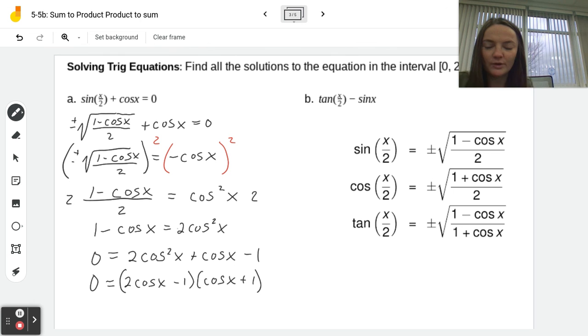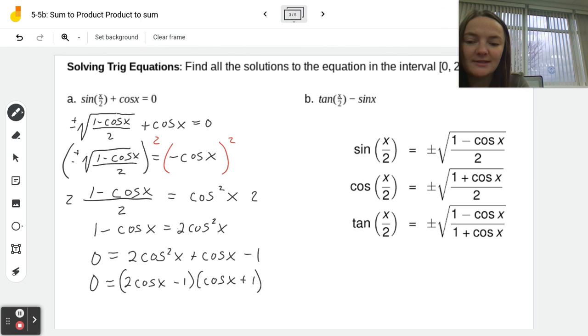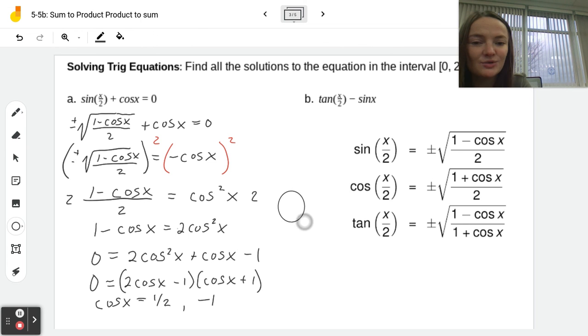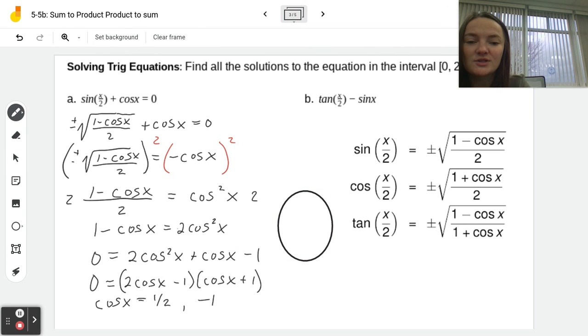Okay, so hopefully you were able to factor that either using the box method or just using your brain. So using the zero product property, we get these two possible solutions. Cosine of x is equal to positive a half, or cosine of x is equal to negative 1. Now this is just a unit circle problem.